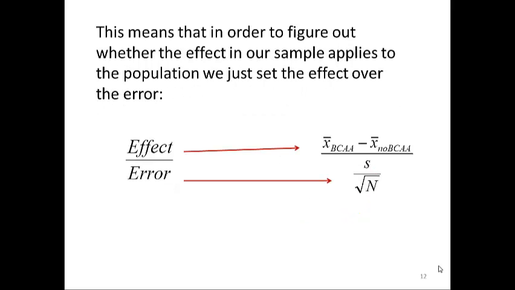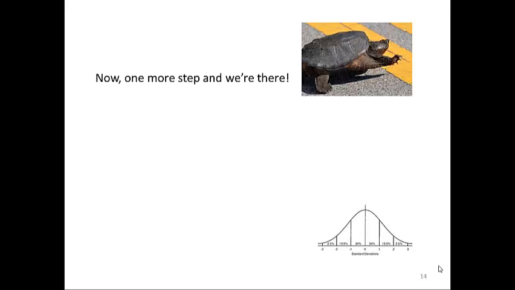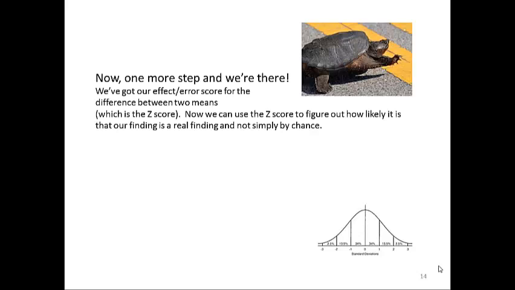So in order to figure out whether the effect in our sample applies to the population, we just put the effect over error. This is known as a z-score. It can be more generally written without the branched-chain amino acid example, as you see here on the screen. Now, one more step and we're there. We've got our effect and error score for the difference between the two means, which in this case is our z-score. Now we can use the z-score to figure out how likely it is that our finding is a real finding and not simply by chance.